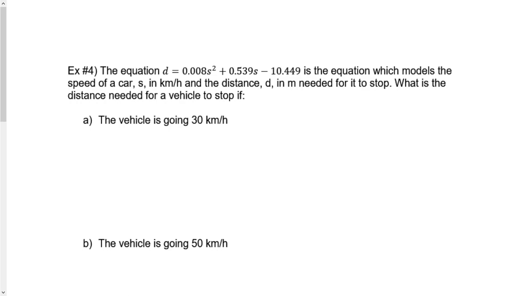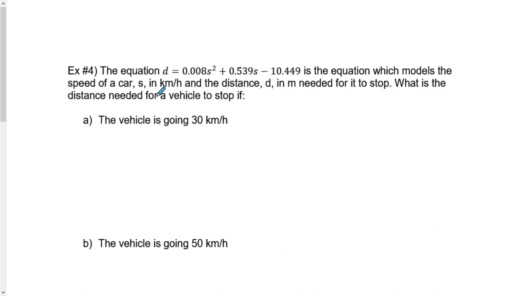And our last page. Our last example is the equation d equals 0.008 s squared plus 0.539 s minus 10.449, which models the speed of a car, s, in kilometers per hour, and the distance, d, in meters needed for it to stop. Obviously, this would be an ideal situation, with ideal friction, ideal constants, basically ideal stopping conditions. What is the distance needed for a vehicle to stop with the vehicle going 30 kilometers per hour?